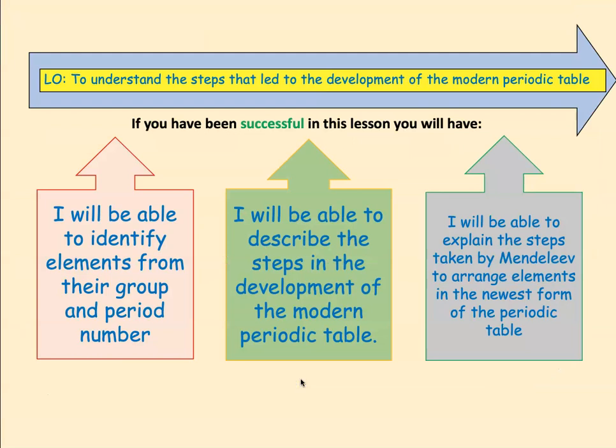Okay, so this is our success criteria for today. We want to be able to identify elements from their group and their period number. So we're going to look at the periodic table and make sure we can do that. You want to be able to describe the steps in the development of the modern periodic table. And we want to look in depth at what Mendeleev did in order to get it very close to what the periodic table looks like now.